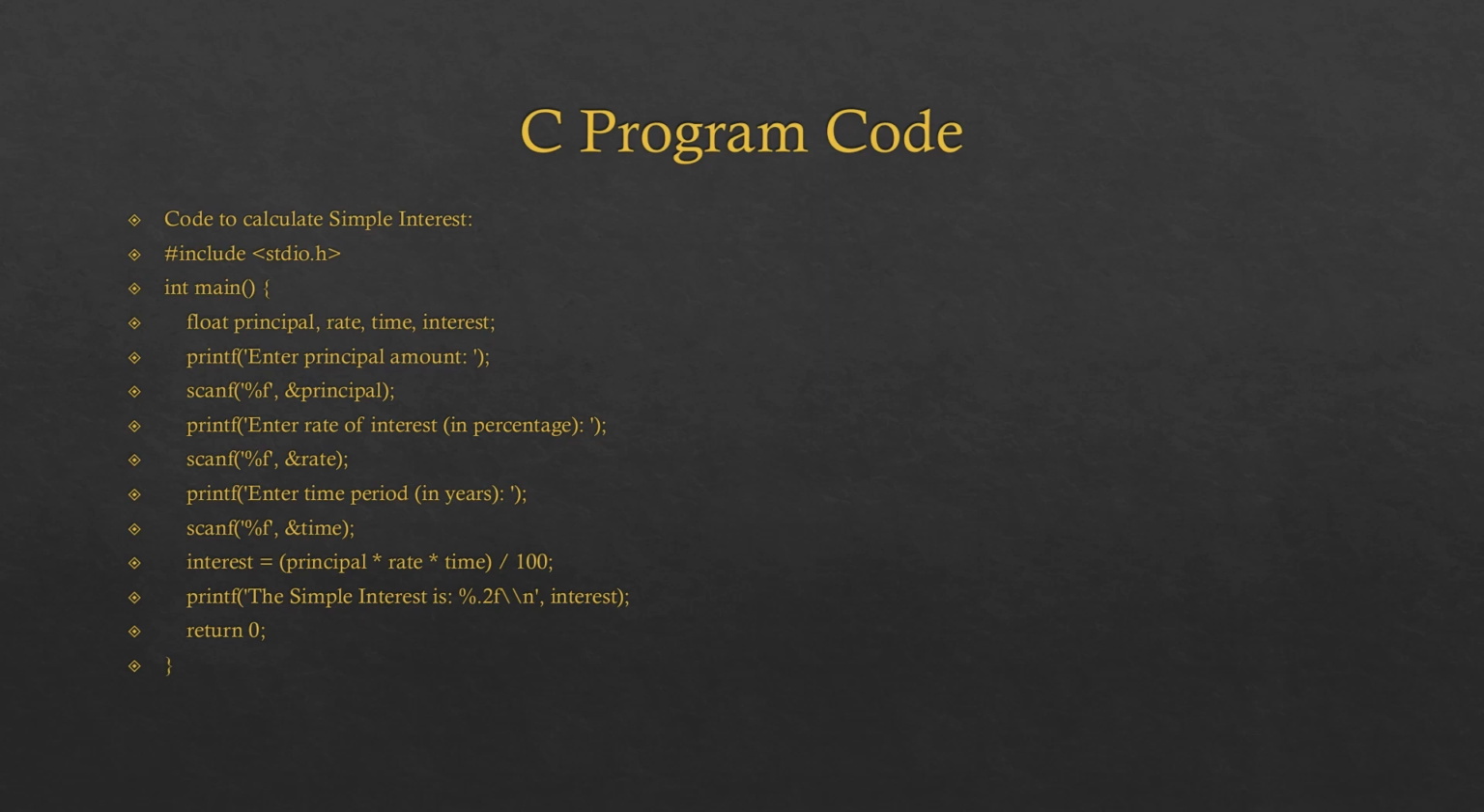Now let's look at a C program to calculate simple interest. We first include the standard input-output library using #include <stdio.h>. In the main function, we declare variables to hold the principal, rate, time and interest. We then use printf to display messages to the user asking for input values. Using scanf, we capture the user input for principal, rate and time. After that, we apply the formula to calculate the simple interest, and finally we use printf to display the result.